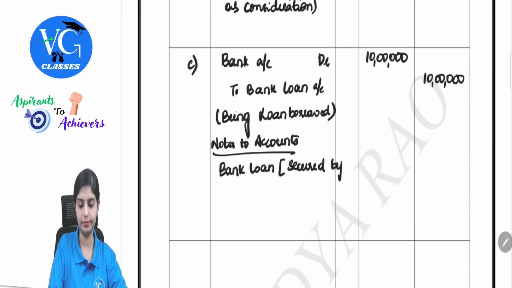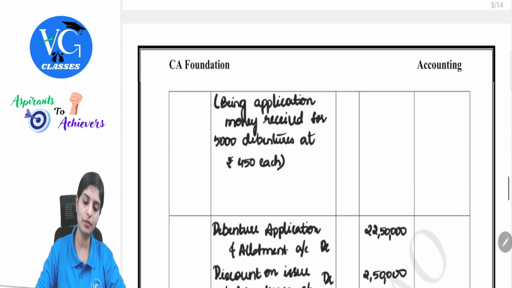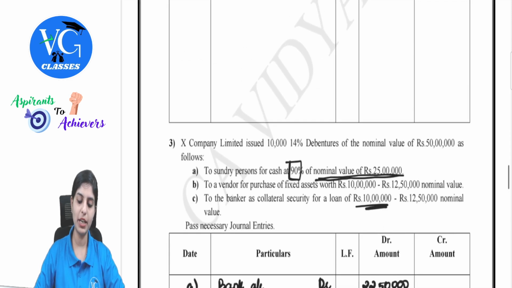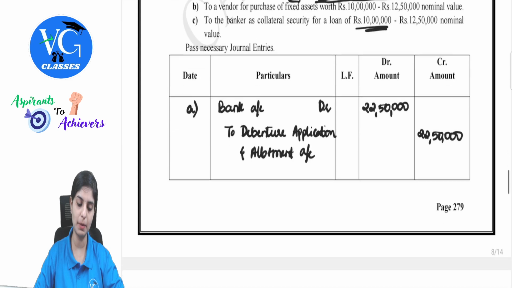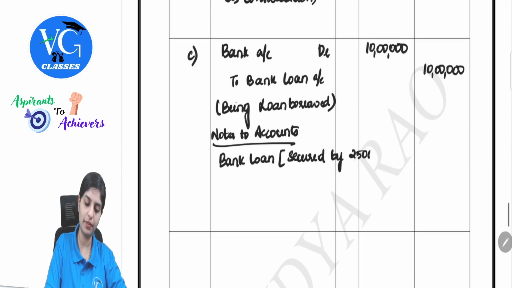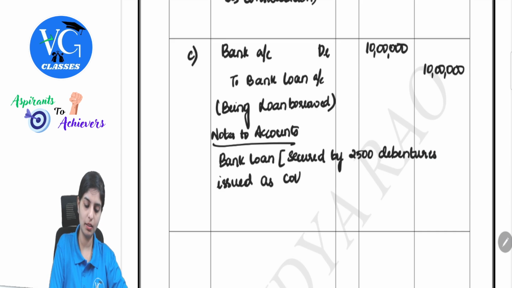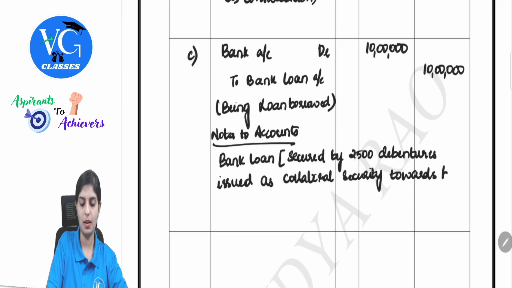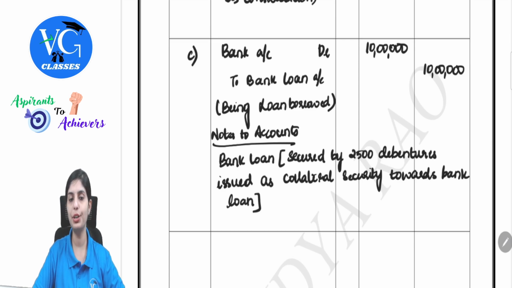Secured by, for 12 lakh 50,000 if it is the nominal value. See, for 25 lakh it represented 5,000. So the other 2,500 would be the debentures. Secured by 2,500 debentures issued as collateral security towards bank loan. So this will be your note which becomes important to prescribe.